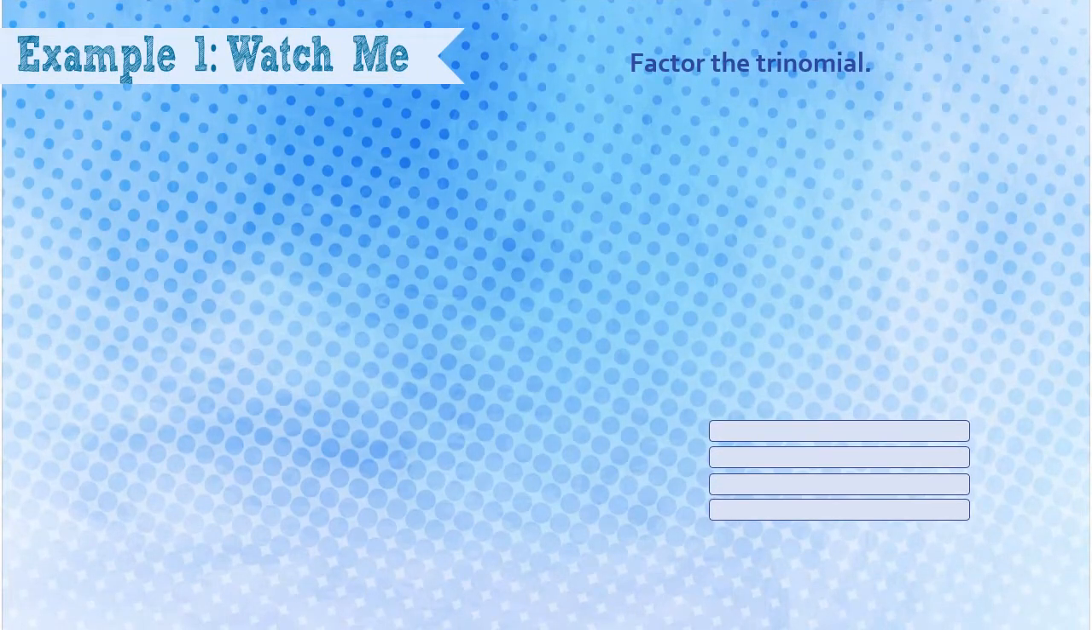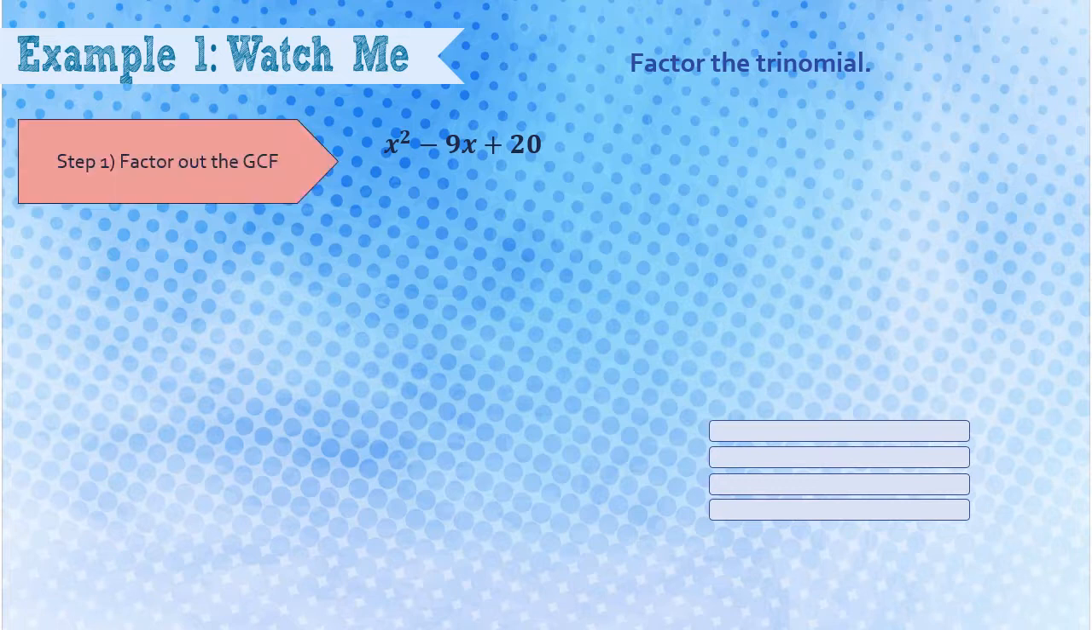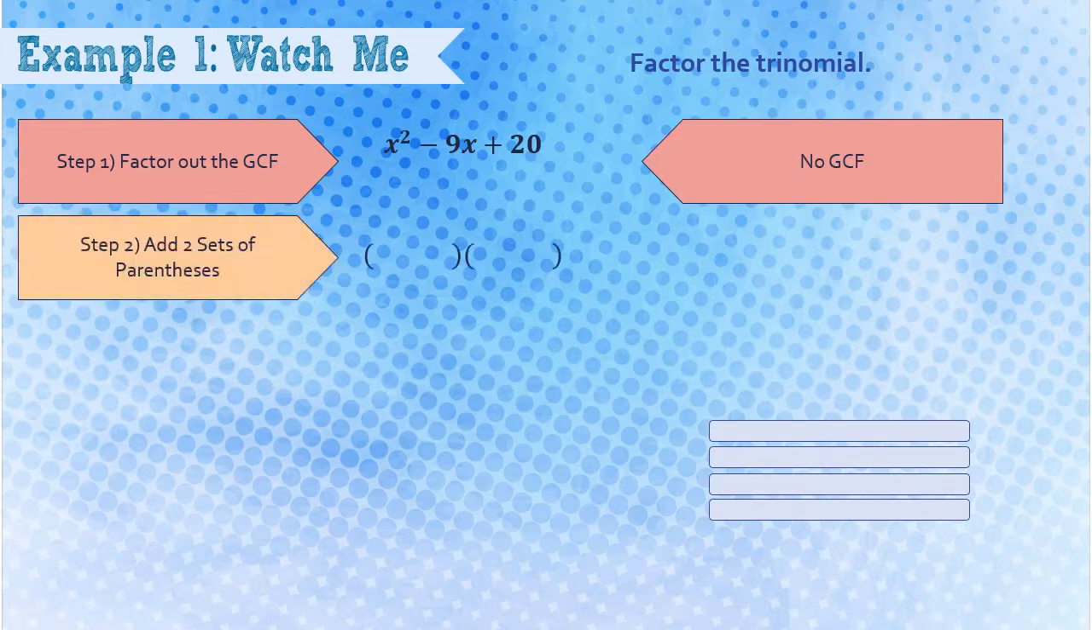Look at this a couple more times. Here is my beginning problem, x squared minus 9x plus 20. We want to factor out the GCF. In this case, I don't have any coefficients in all three terms, and I don't have a variable in all three terms, so there is no GCF.